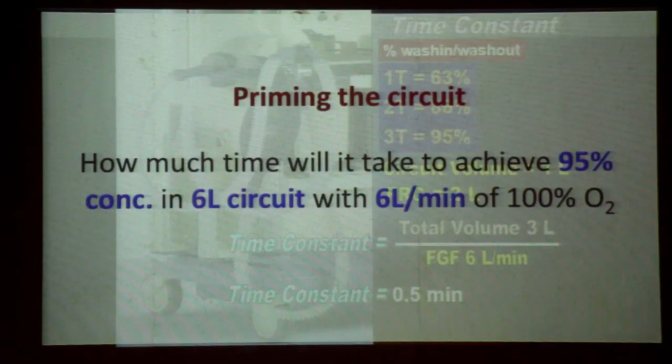So you will have to have 3 minutes at least to prime the circuit with 100% oxygen to get an inspired concentration of 95% to the patient, if you only consider oxygen in the circuit. If you want to prime your circuit with only oxygen, this is the time it will take. Correct? Because that circuit is filled up by air, so everything has to be washed off slowly. It will take that much time, 3 minutes, to have the circuit giving you 95% concentration to the patient. Before that, it will be much less.